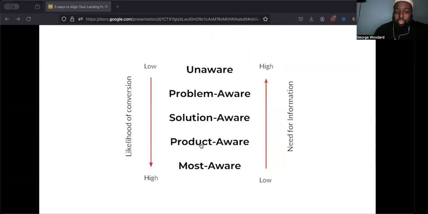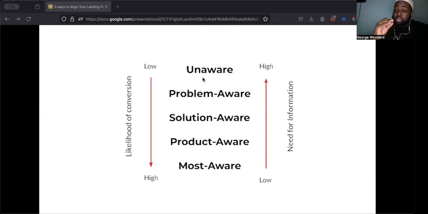And this is a chart that shows you. So if you see here on the left-hand side, the likelihood of conversion is very low once they're unaware, but it increases and it gets very high the closer they become most aware. And then the need for information, actually trying to understand who you are, is extremely high at the unaware stage because they don't know you. You remember in the beginning, if they're unaware, they are even unaware that they have a problem. So, using that level, you want to educate them very, very much.